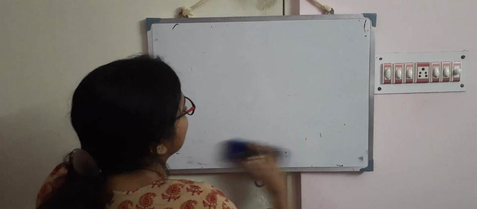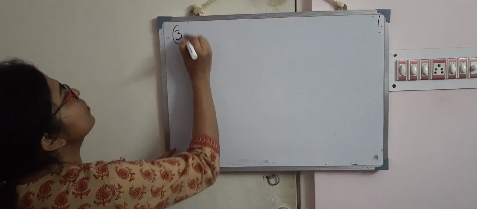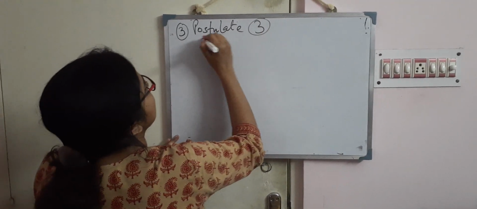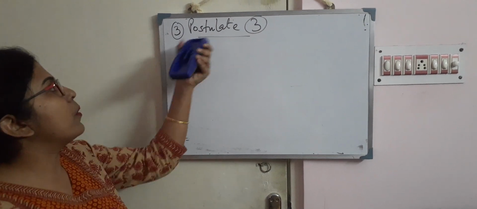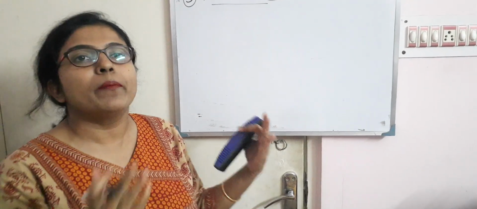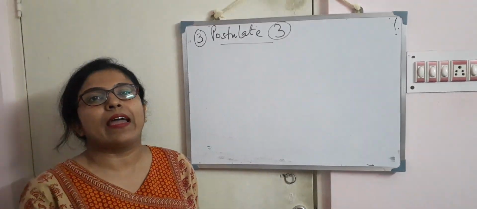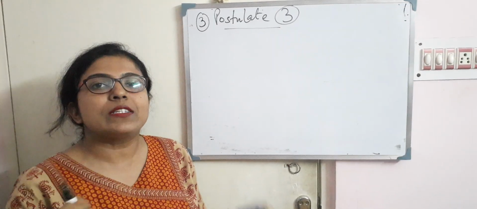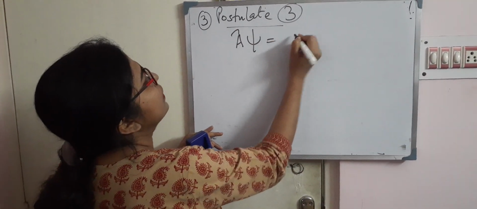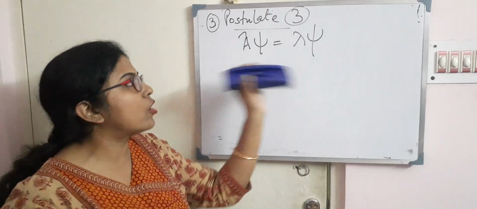So postulate 2 was that all dynamical variables are represented by linear and Hermitian operators. Now let us see what postulate 3 says in quantum mechanics. Though I have mentioned this a little bit while I was doing the operators, postulate 3 says that the results of the measurements of all dynamical variables are eigenvalues of any operator a cap which satisfies the eigenvalue equation a cap psi equal to, say, lambda psi. So here lambda is the eigenvalue which we have talked about already.